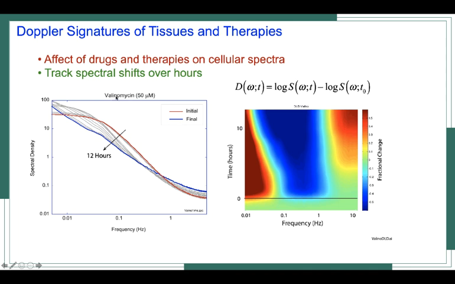This is a pretty potent drug, valinomycin at 50 micromolar, which is a pretty high dose. And so there's an immediate change that occurs at the low frequencies, but there's a slower change that occurs in the higher frequency. And then there's this mid-frequency suppression. So these are enhancements at the low frequency and the high frequency.